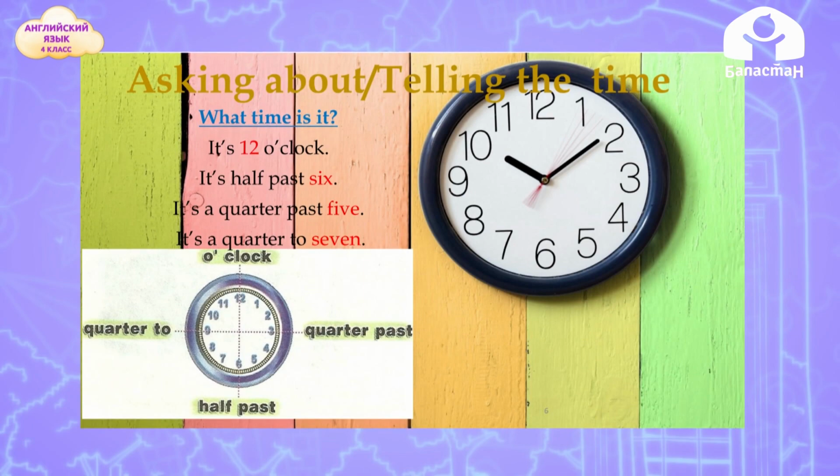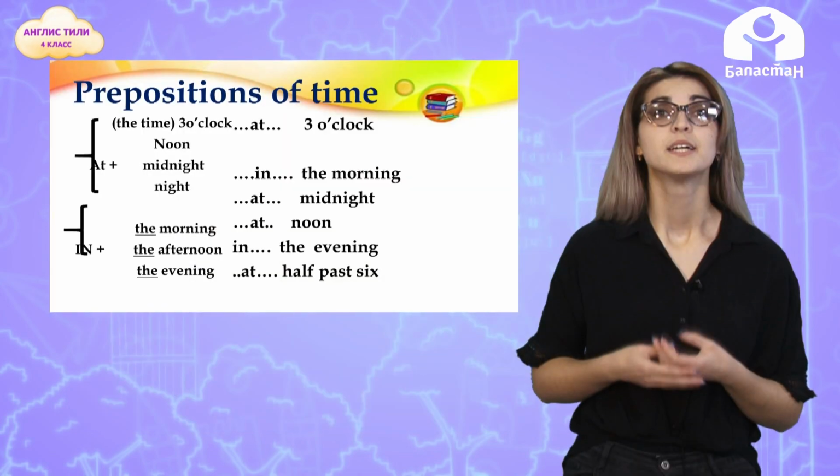Prepositions of time. The time: 3 o'clock, at noon, at plus midnight, at night. In the morning: in plus the afternoon, in the evening. Example.